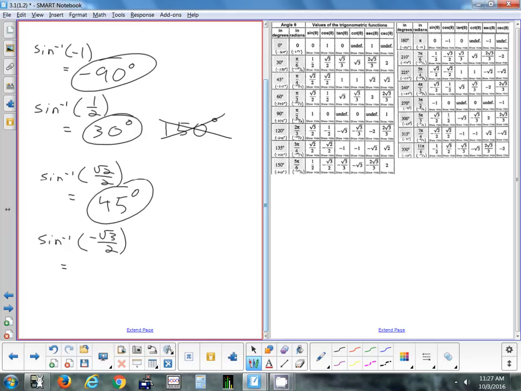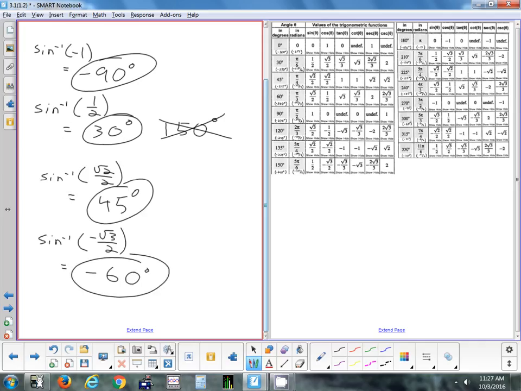Yep, Connor? Would it be 60 degrees? If the negative wasn't there, it would be 60. But that negative is going to change it. So we're going to have to keep looking somewhere else. Yep. Negative 60, yes.